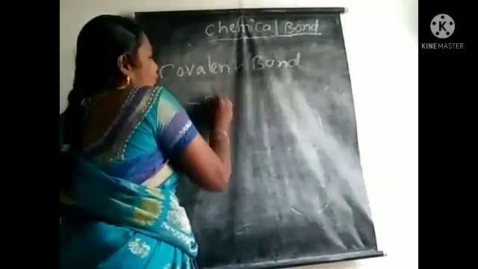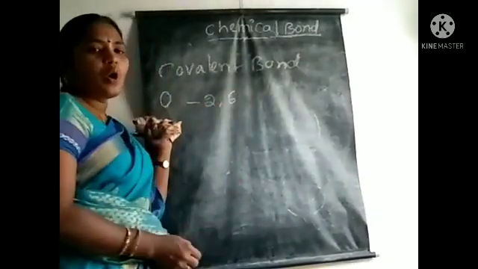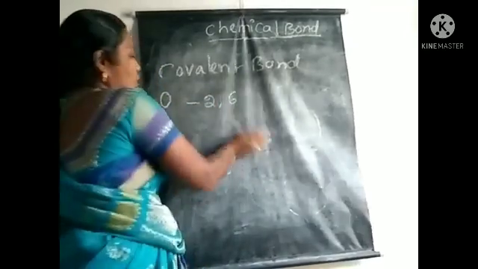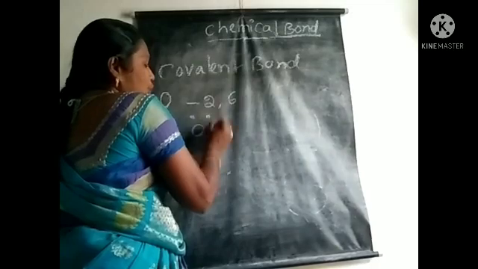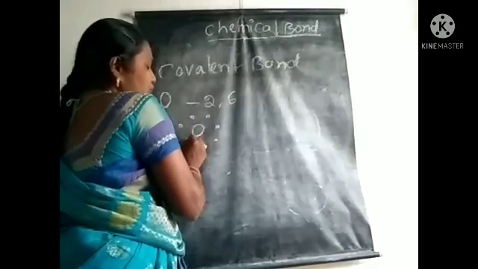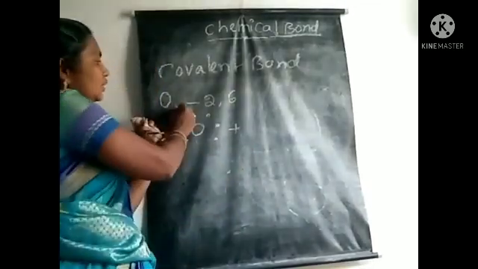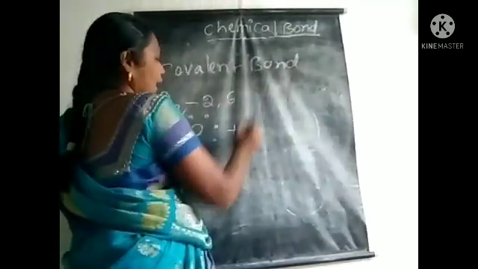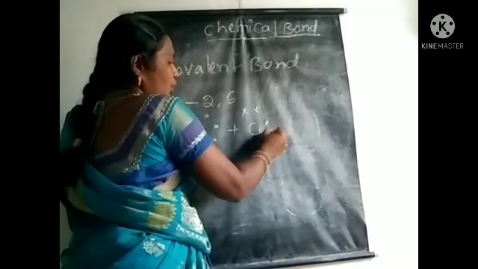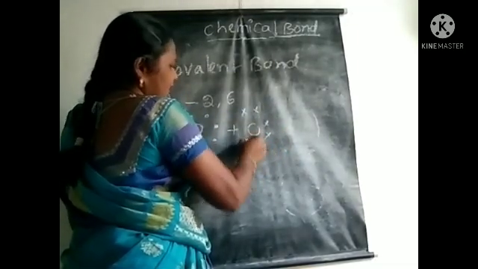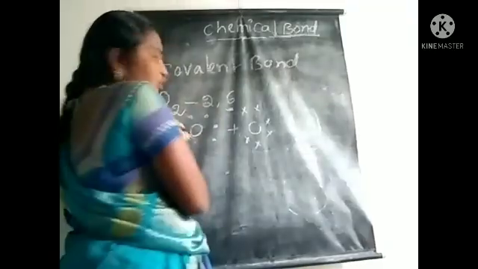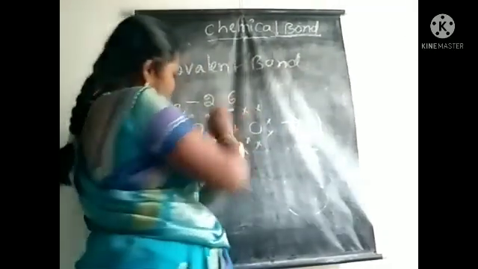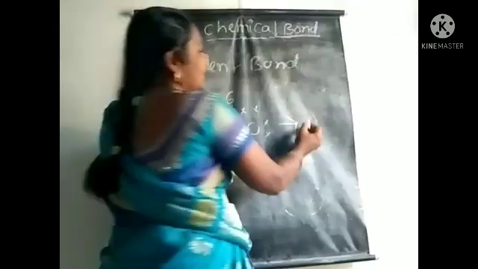Oxygen electron configuration is 2, 6. In oxygen, in the outermost shell, there are 6 electrons: 1, 2, 3, 4, 5, 6. Plus another oxygen, O2, which also contains 6 electrons in its outermost shell. Here, a bond is formed between these two electrons like this.